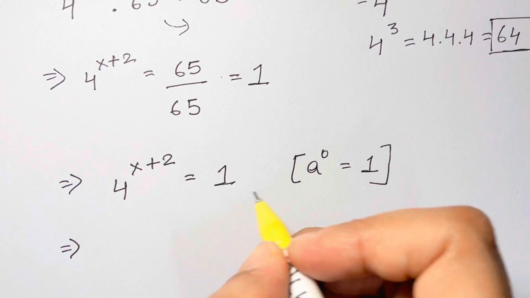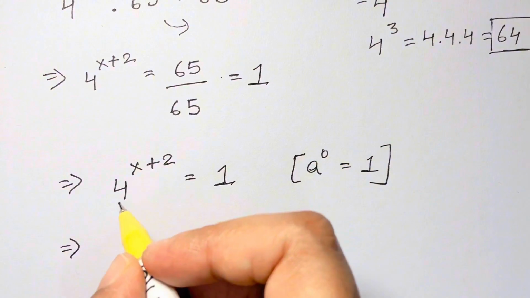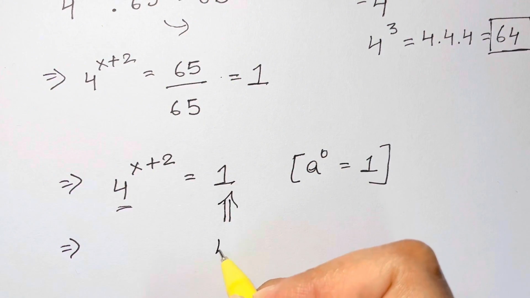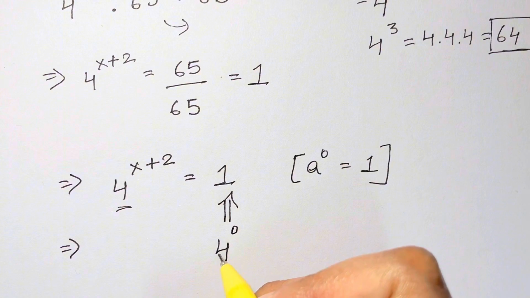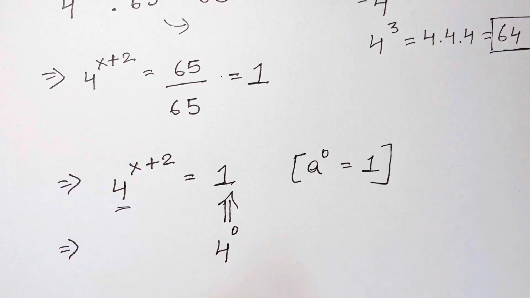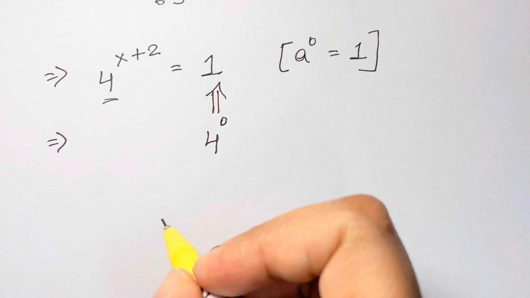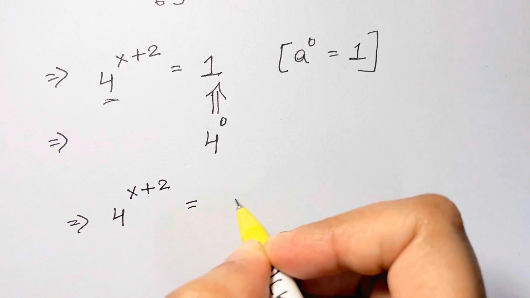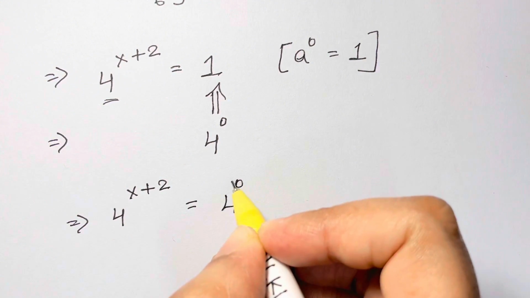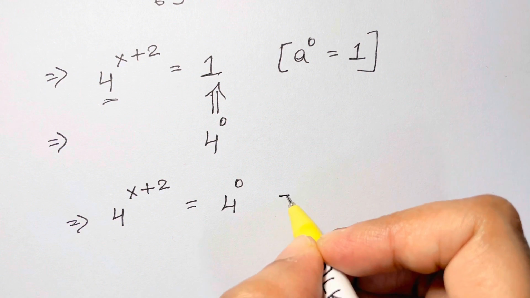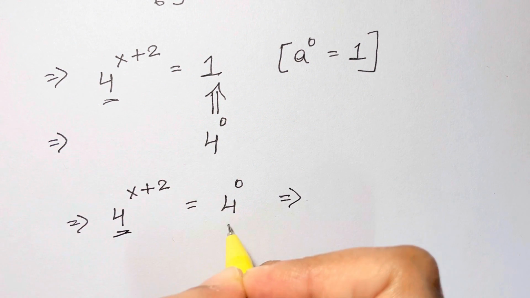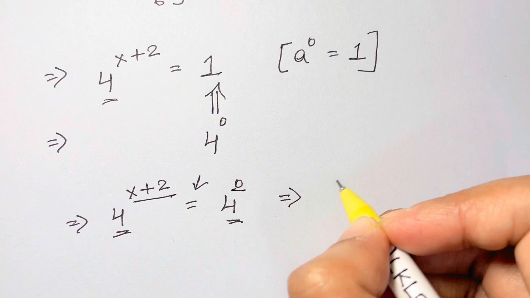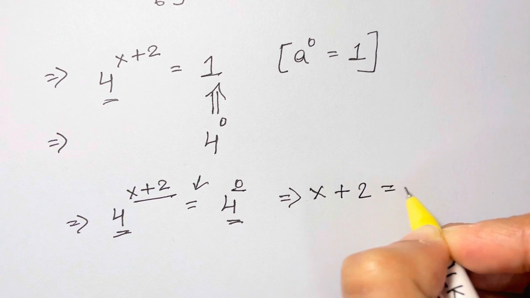And the thing is, a to the power of 0, I need the base to be 4. So which should be equal to 1. So I'm going to take 4 to the power of 0, and 4 to the power of 0 equals 1. So let's write it down. 4 to the power of x plus 2 is equal to 4 to the power of 0, and it's to the power of 0 is 1. So here I can equate the powers as my base is same and there's equal to, so I can equate the exponents. So I have x plus 2 is equal to 0.